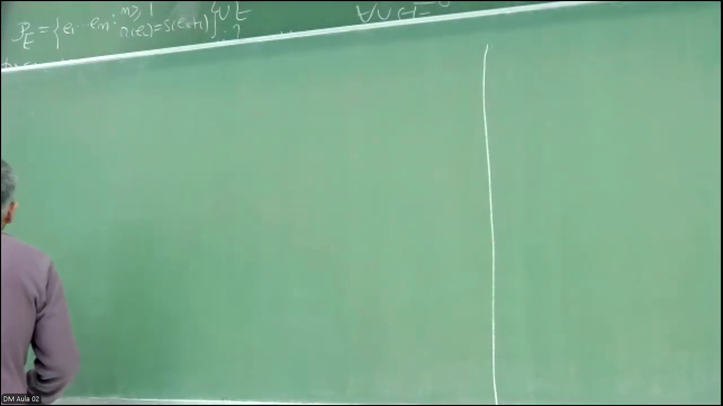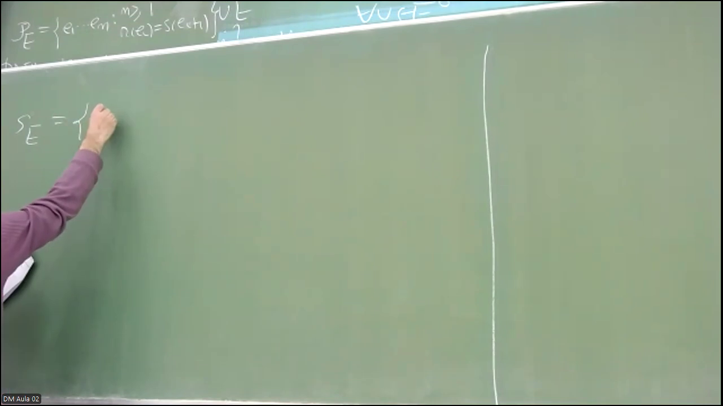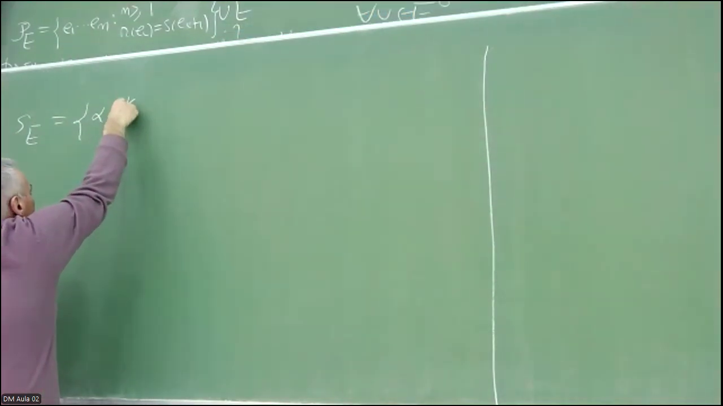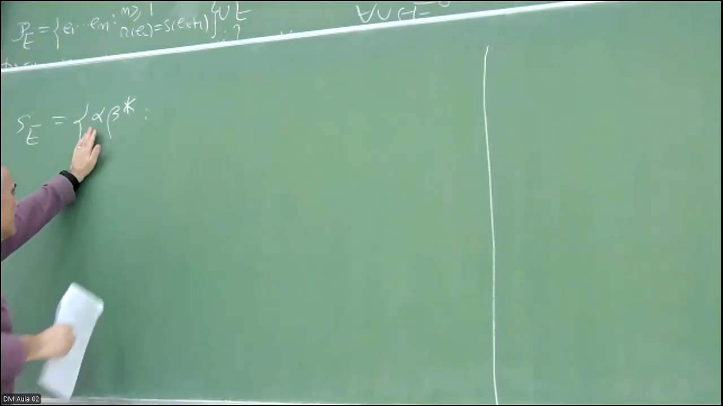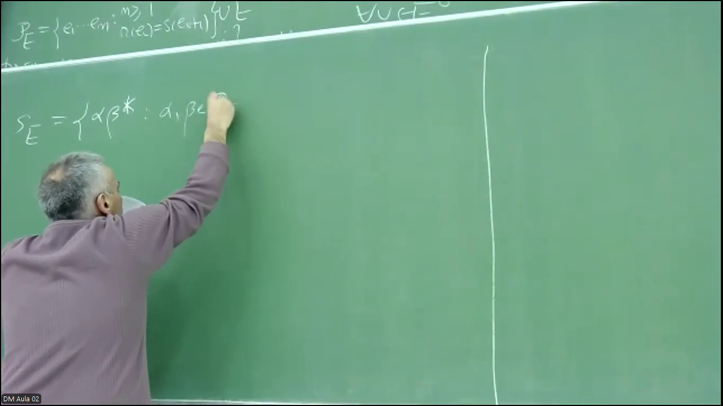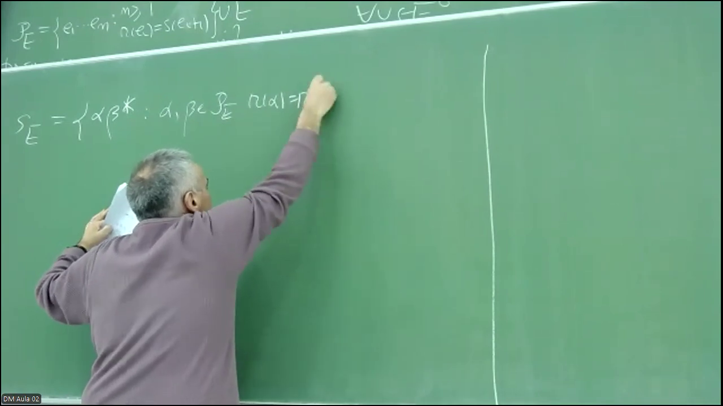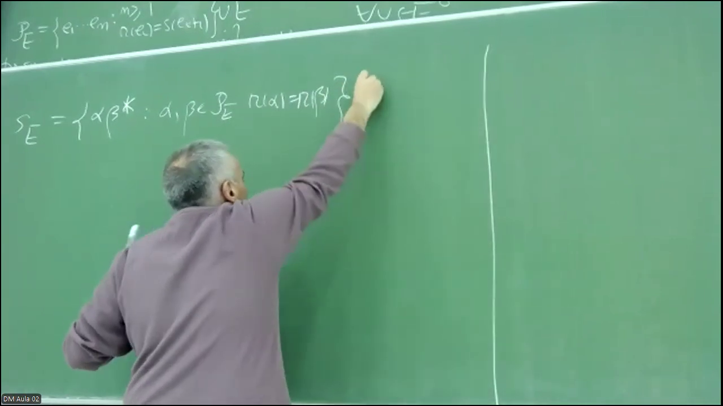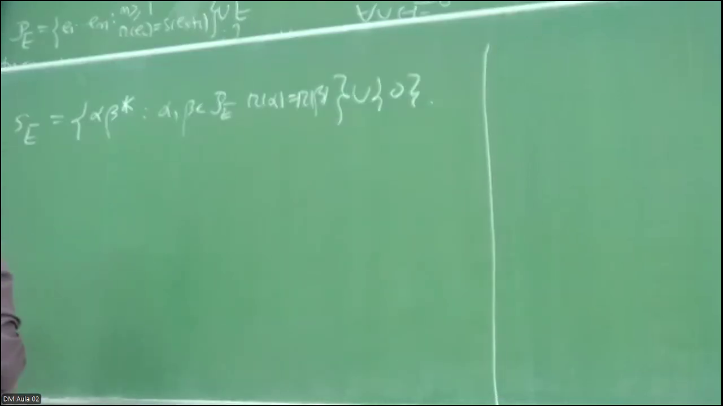Thank you. So I defined the space, and now I want to define a semigroup. The semigroup consists of all elements alpha, beta star, where alpha is a path, and beta is a path, and the range of alpha equals the range of beta, union 0. Okay, so how do I multiply this?